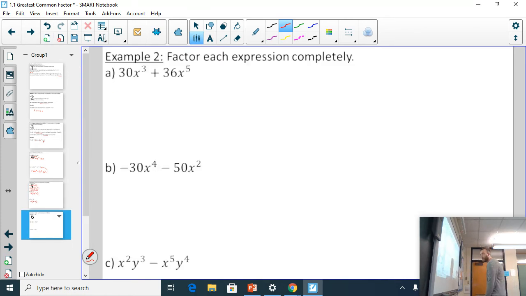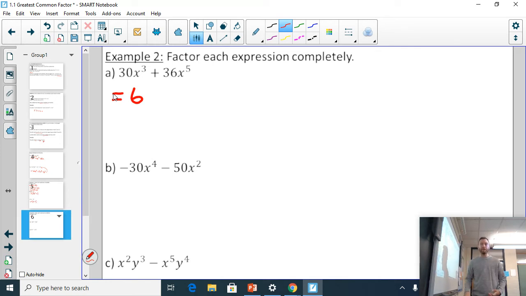Moving on. Here we're looking at similar things again. So first thing, I'm looking at the numbers. What can I take out of both 30 and 36? And if you can't think of it right away, just do it in steps like I did the first one. Take out 2 first, and then here we go. Take out 3 first. But I noticed that I can take 6 out of both of these. So I'm going to take 6 out.